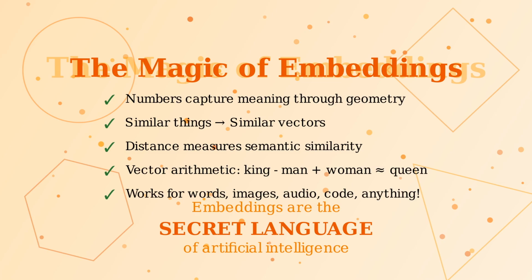Embeddings are the secret language of artificial intelligence. They're how machines understand our world. By converting everything to vectors, AI can compare, search, cluster, and reason about meaning. It's beautiful mathematics meeting human language. The hidden geometry of meaning now revealed.